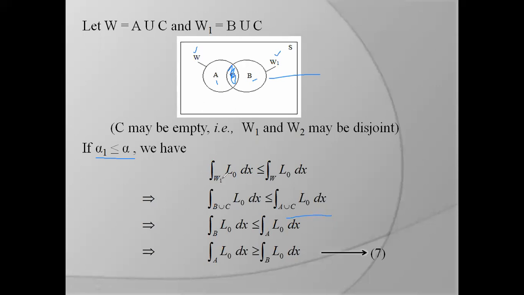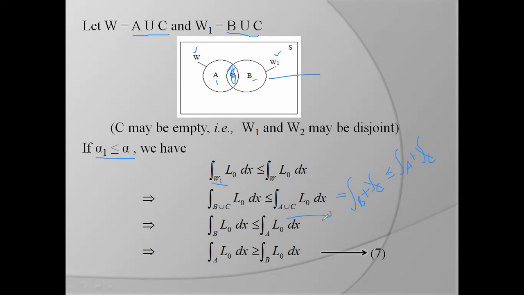Instead of alpha 1, integral over W1 of k L naught dx is less than or equal to integral over W of L naught dx. W1 is equal to, according to the Venn diagram, B union C, and W is equal to A union C. That one we are substituting. Since this is a union, I can write it as an addition. So integral over B plus integral over C is less than or equal to integral over A plus integral over C.